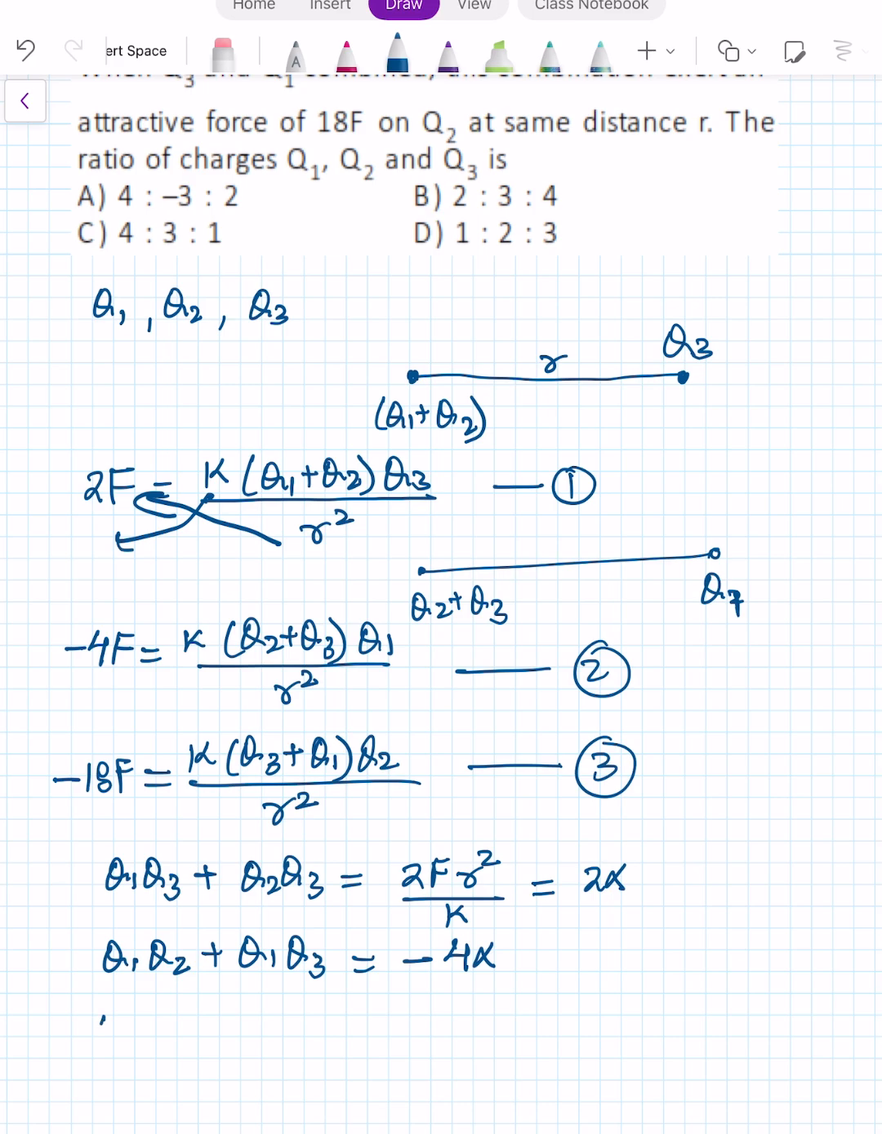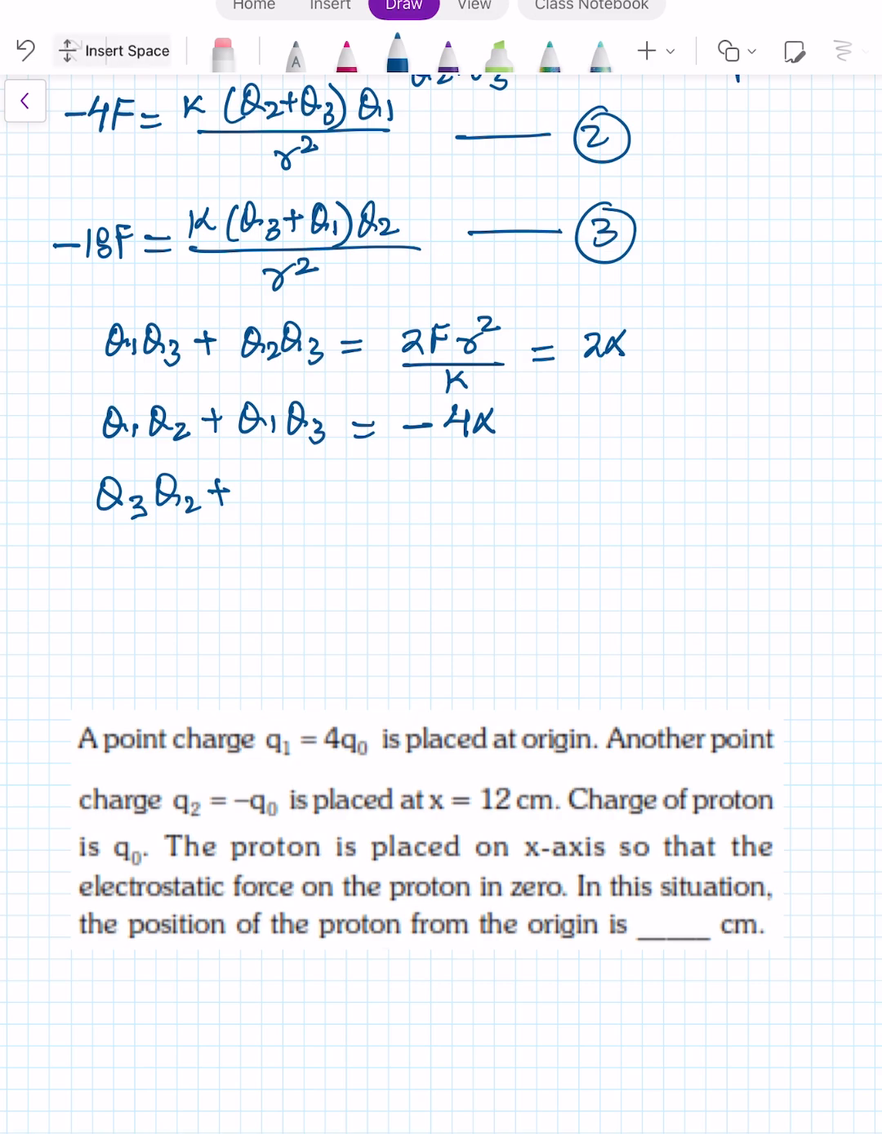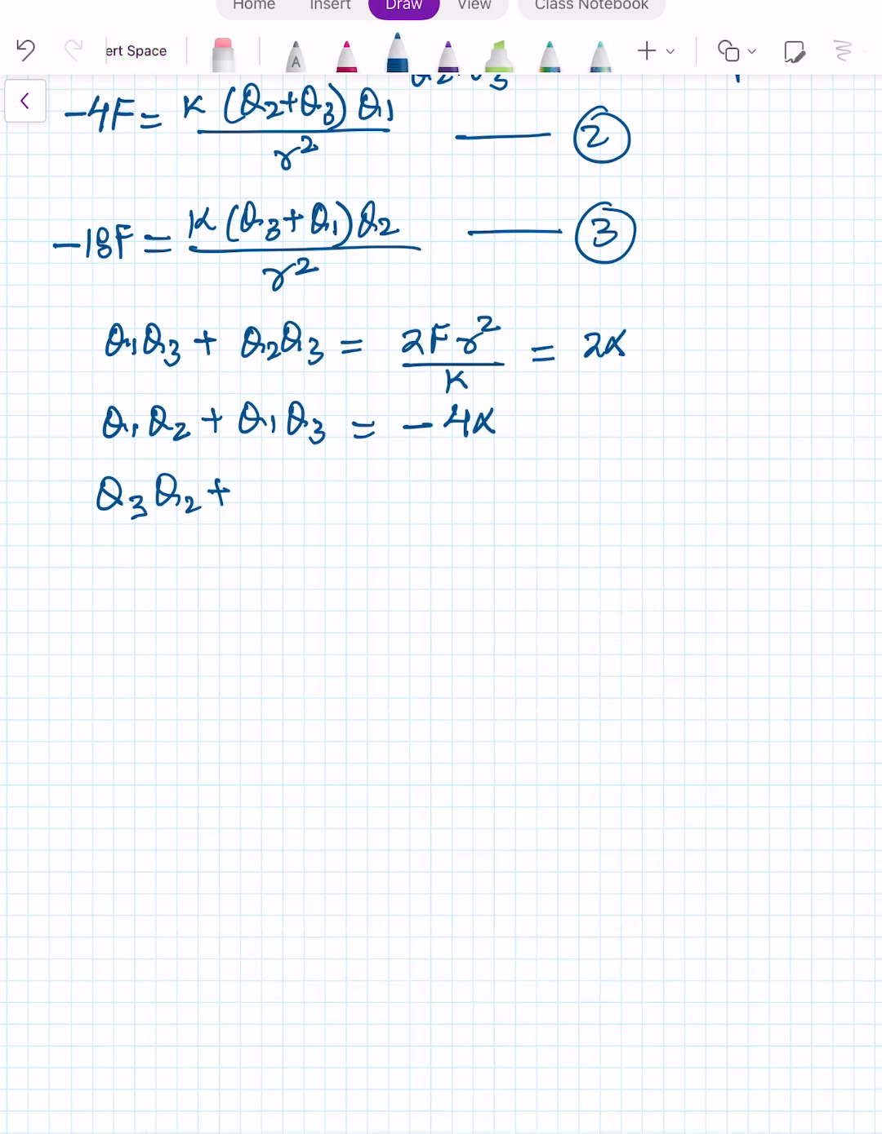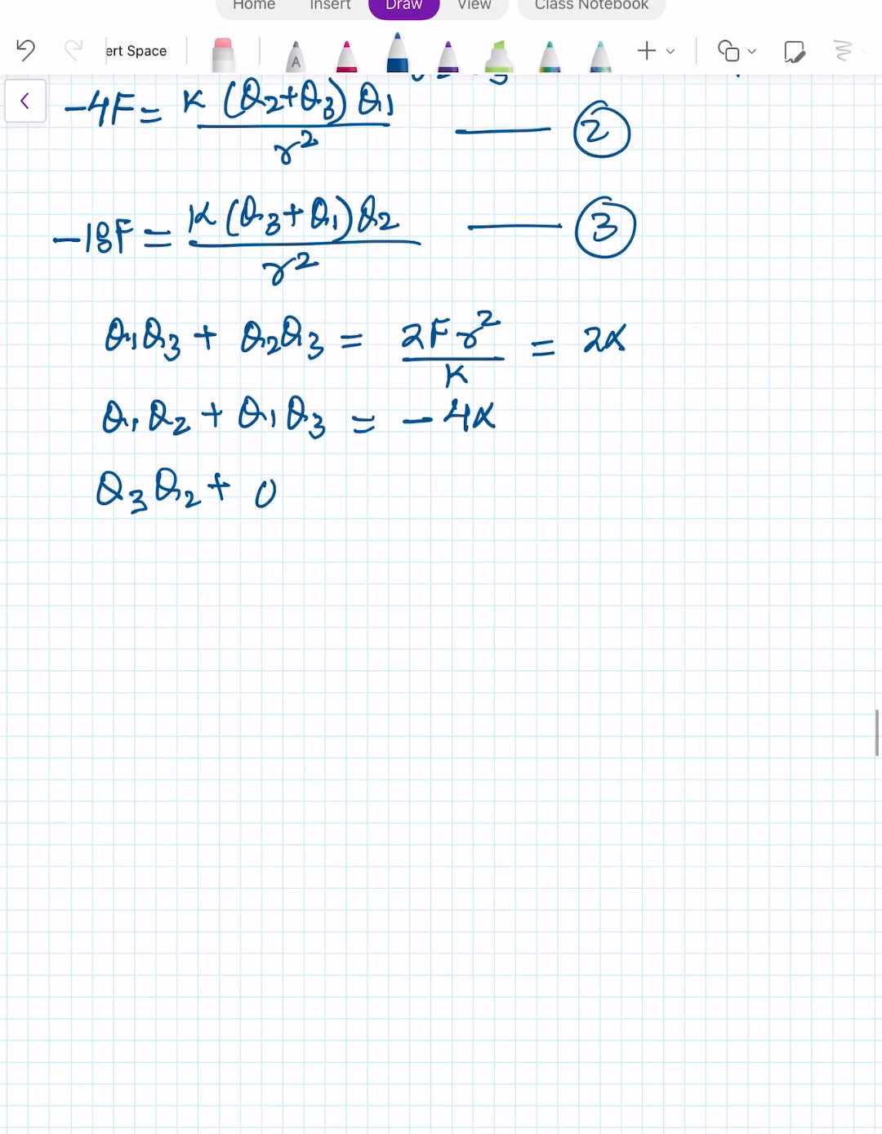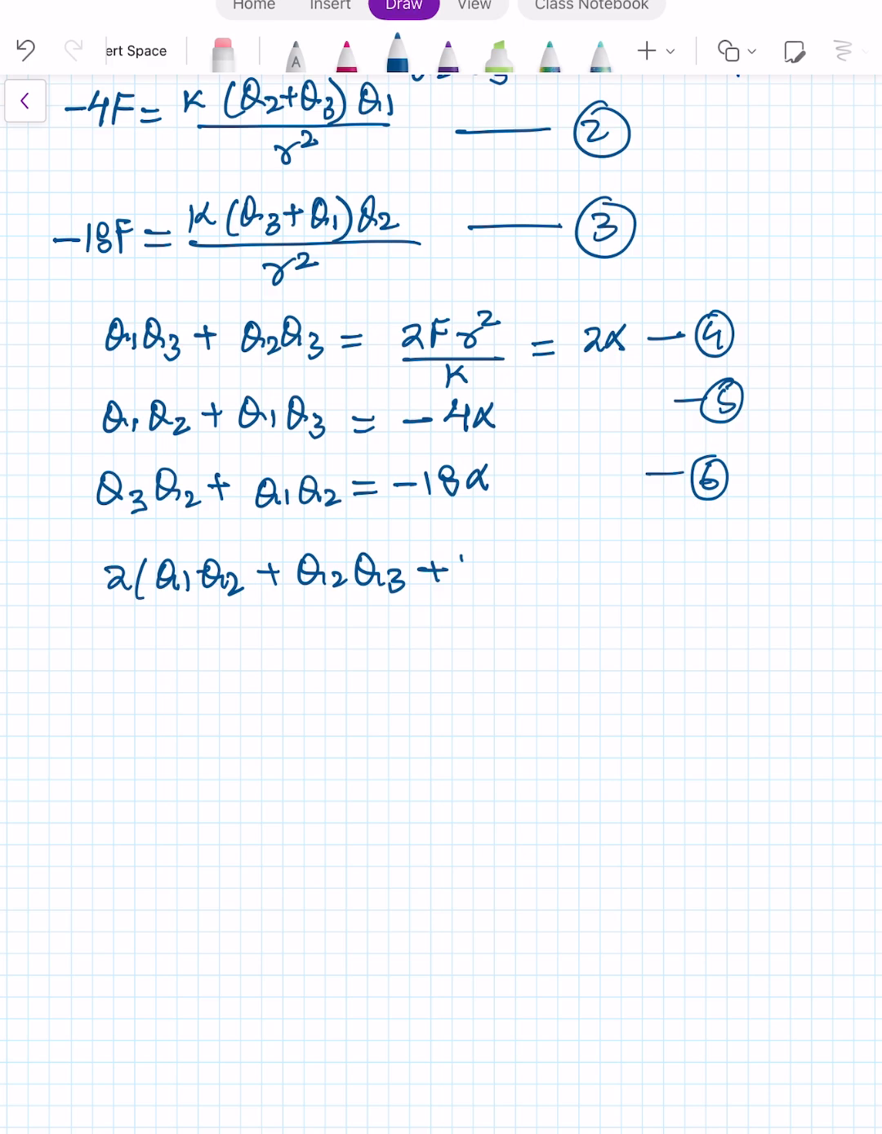The third equation will give Q3Q2 plus Q1Q2 equal to minus 18 alpha. Let us call them 4, 5 and 6. Add these three equations. 4 plus 5 plus 6 will give 2 times (Q1Q2 plus Q2Q3 plus Q3Q1) is equal to 2 minus 4 minus 18, which is minus 20 alpha.